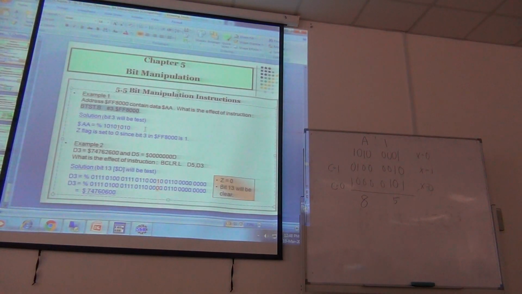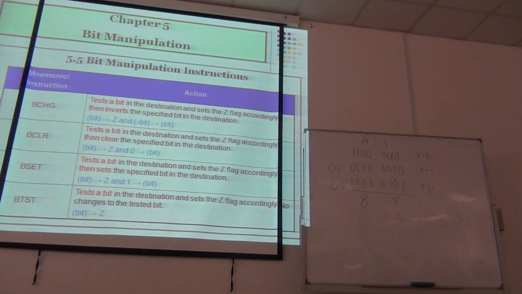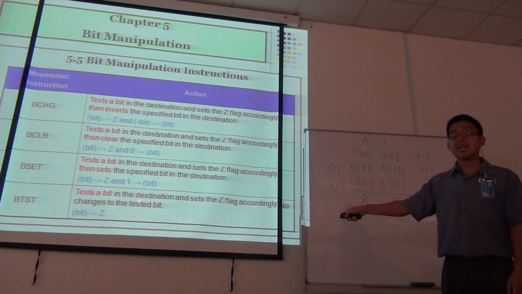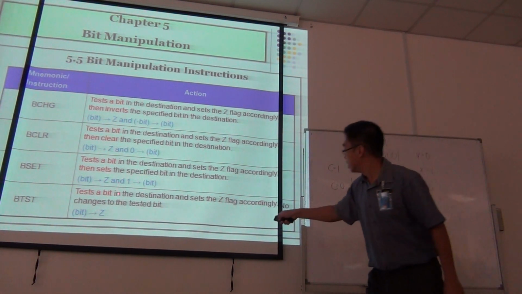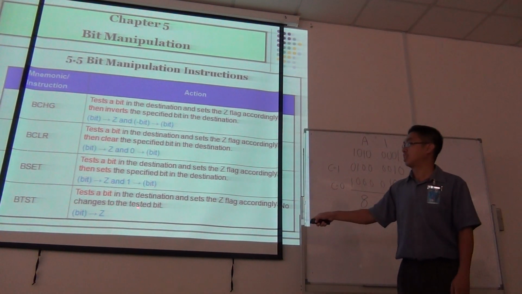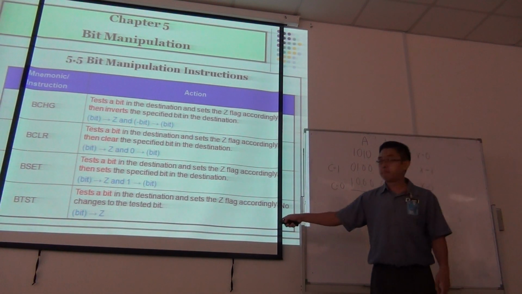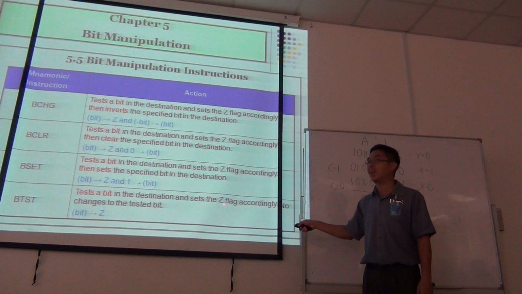So what happened now? What does bit test do? Look at the definition first. Bit test will test a bit at the destination and set the flag accordingly. No changes to the tested bit. Bit test means that you need to test a bit in the destination and set the flag accordingly.